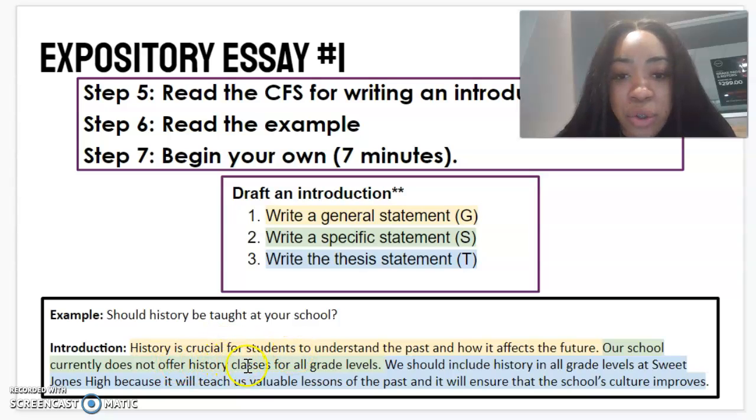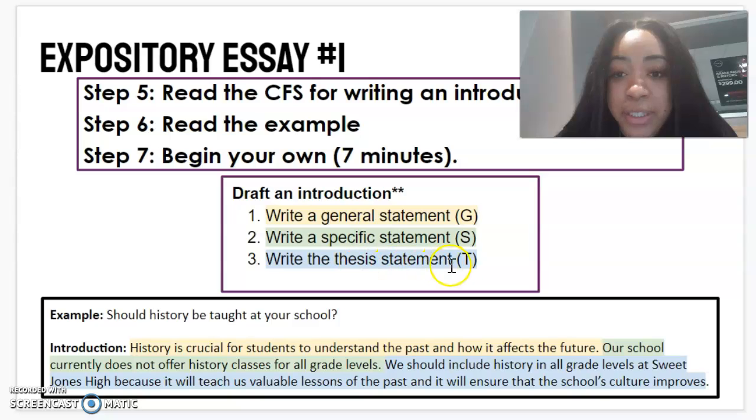And I said, history is crucial for students to understand the past and how it affects the future. That doesn't tell me if history should be taught at my school. That doesn't tell me what I'm going to write the essay about, but it does lead me to know that this person is in favor of history because it's saying it's crucial, meaning it's important. So I know that before I even read this person's thesis, that this person is in favor of history. But just to be sure, I have to keep reading.